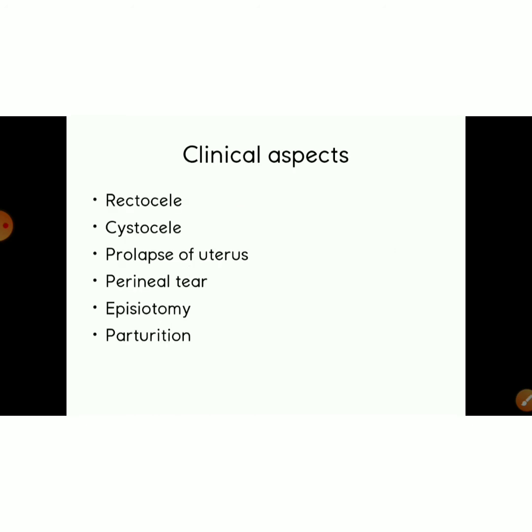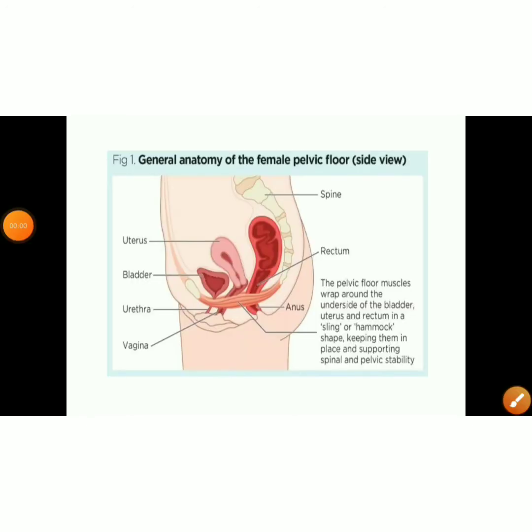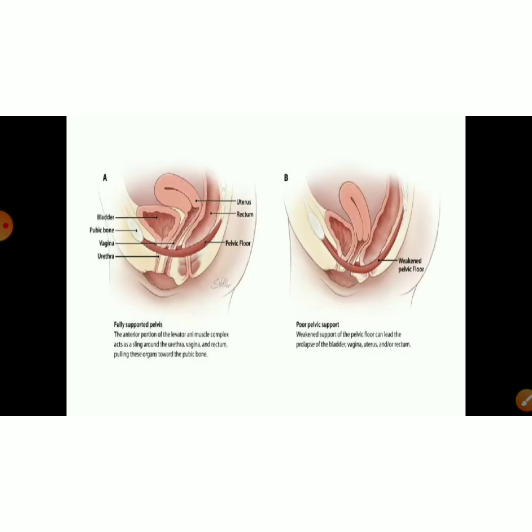Now, coming to the clinical aspects. So, here you can see the general anatomy. Normally, this pelvic floor muscle will wrap around the underside of the bladder, uterus and rectum. So, it will keep them in place and provide stability. So, again there is a fully supported pelvis, and when the pelvic floor is weakened, they tend to fall down.